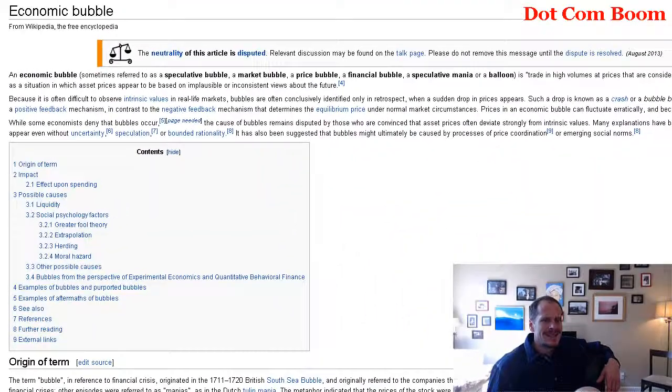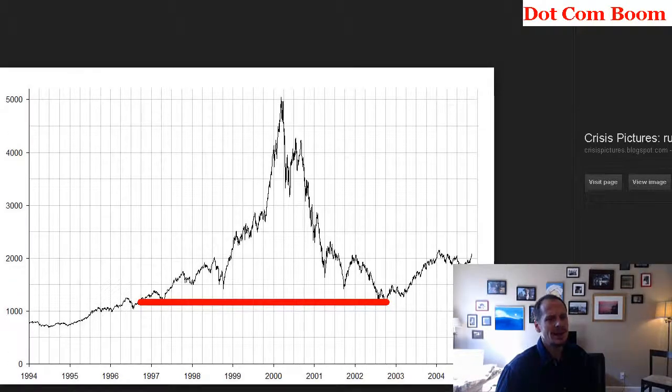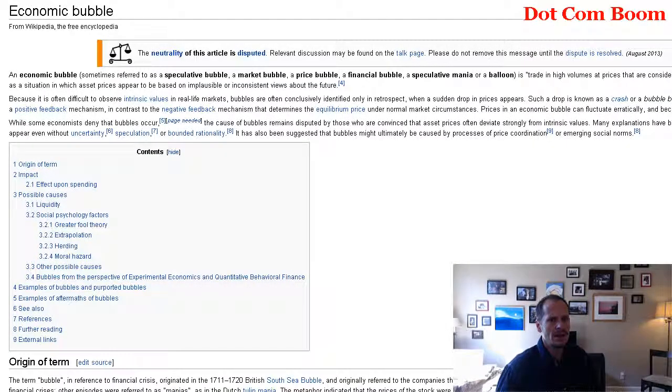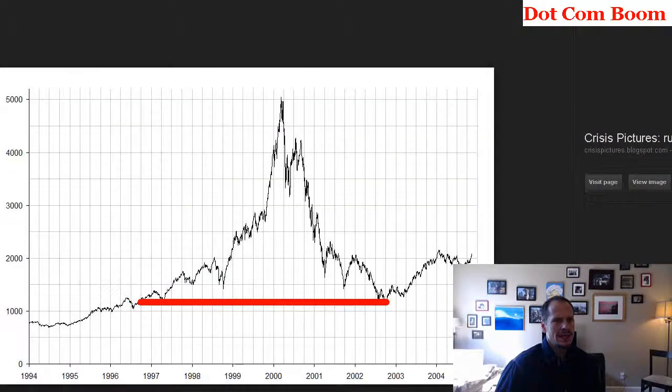Well, the dot-com boom is an economic bubble. What is an economic bubble? Economic bubbles are also sometimes referred to as speculative bubbles, market bubbles, price bubbles, financial bubbles, speculative mania, or a balloon. This is a graphical representation of stock market data from 1994 to 2005 showing what an economic bubble is. Basically, it's to trade in high volumes at prices that are considerably at variance with intrinsic values. One of the most famous speculative bubbles is the Tulip Bubble.